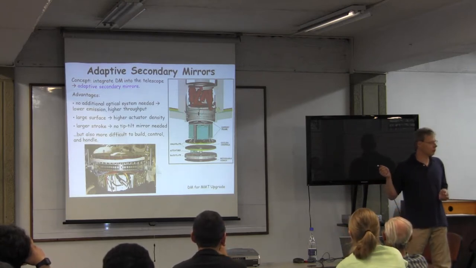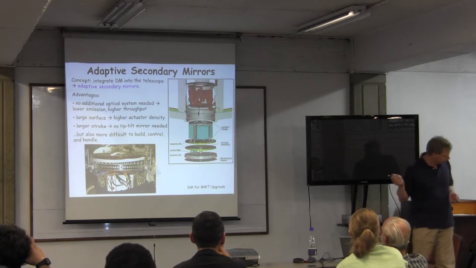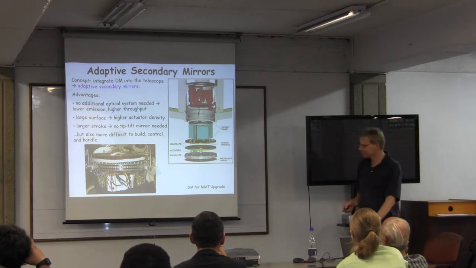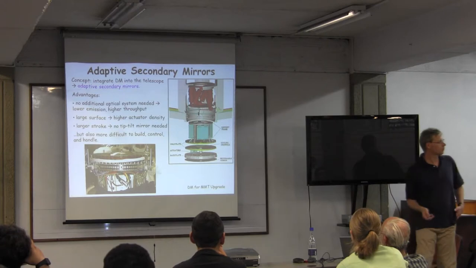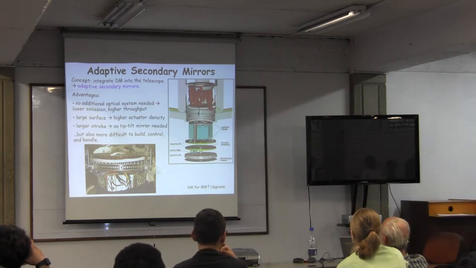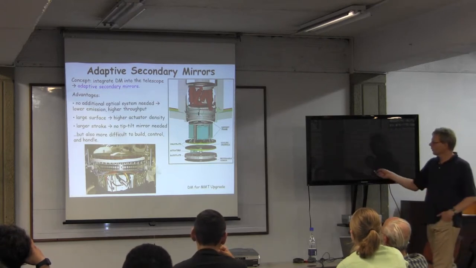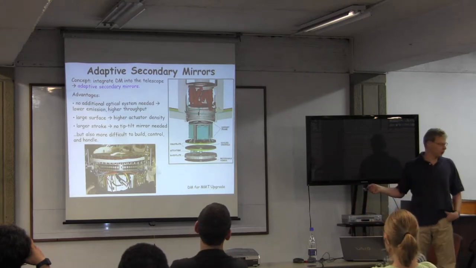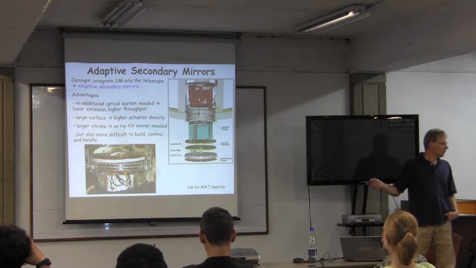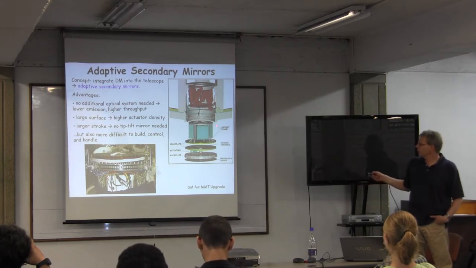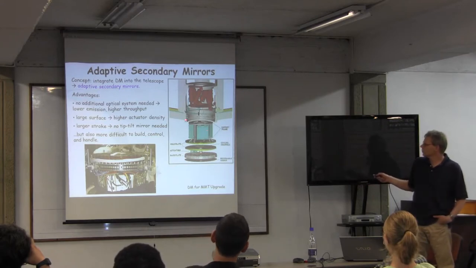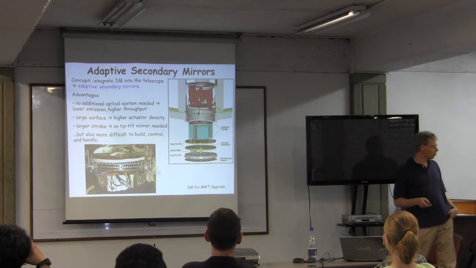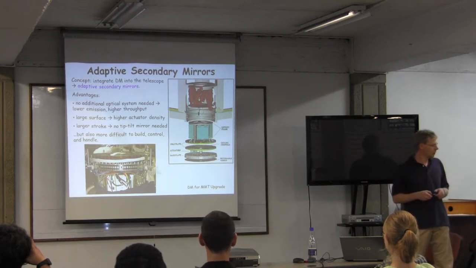Sure, there is a conventional secondary mirror there as well. What about the vibration that the system could produce? Well, of course, it's a matter of smart design, and damping here. You should not let the telescope vibrate.